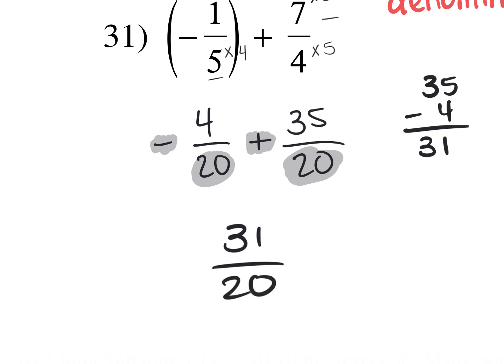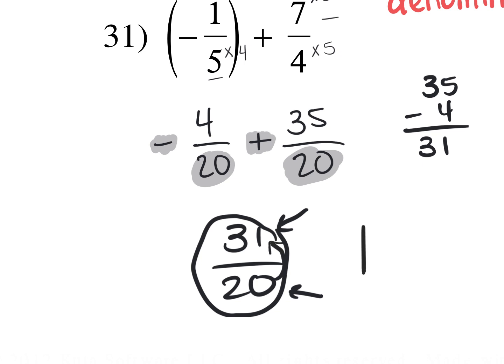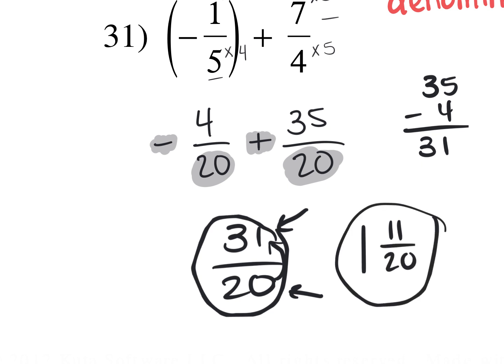And then you always want to look to simplify your fraction. So always look, does 31 have any factors in common with 20? And the answer is no, so this is our simplified answer. If you want to change it into a mixed number, okay, just ask yourself, how many times does 20 go into 31? And the answer is 1 time. Then subtract 20 from 31, and you get a remainder of 11. So you have 11 over 20 left over. So 1 and 11/20 is the equivalent of 31 over 20.